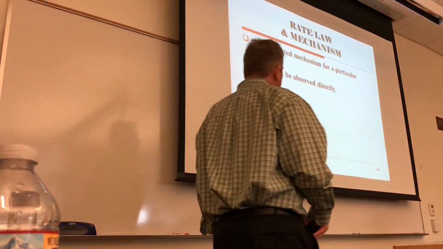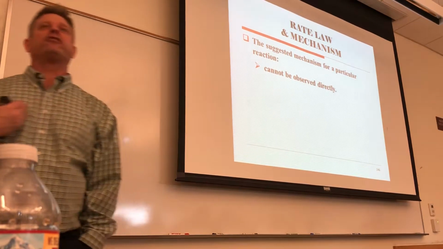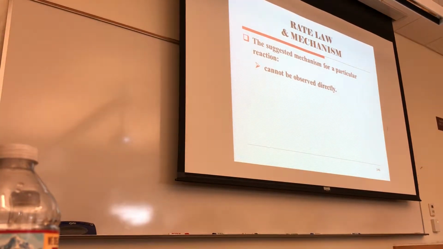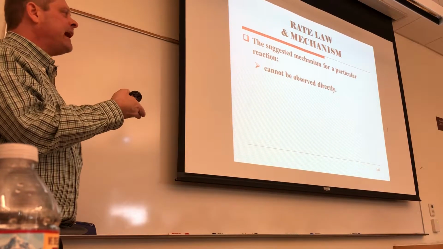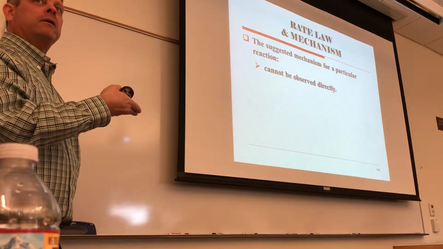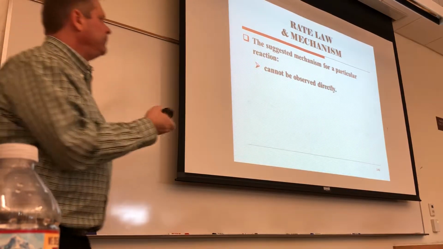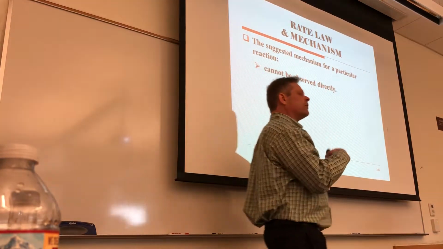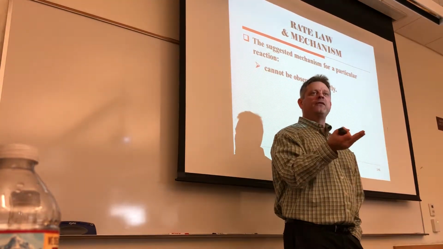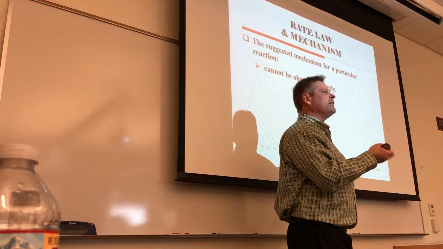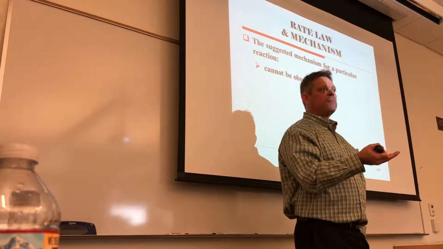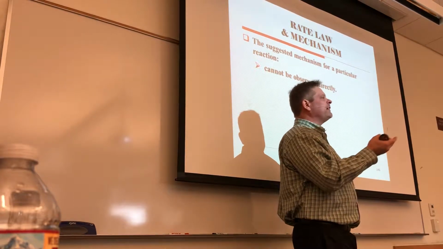Looking at the suggested mechanism for a particular reaction, I could make all kinds of suggestions. I could come up with multiple different mechanisms, but only one is likely to be right, and if it's right, it will experimentally match the rate law of the elementary reaction. Does that make sense? If I come up with a better one that also can do that, then I have to figure out which one is actually happening. But I still have to do this experimentally to figure that out.